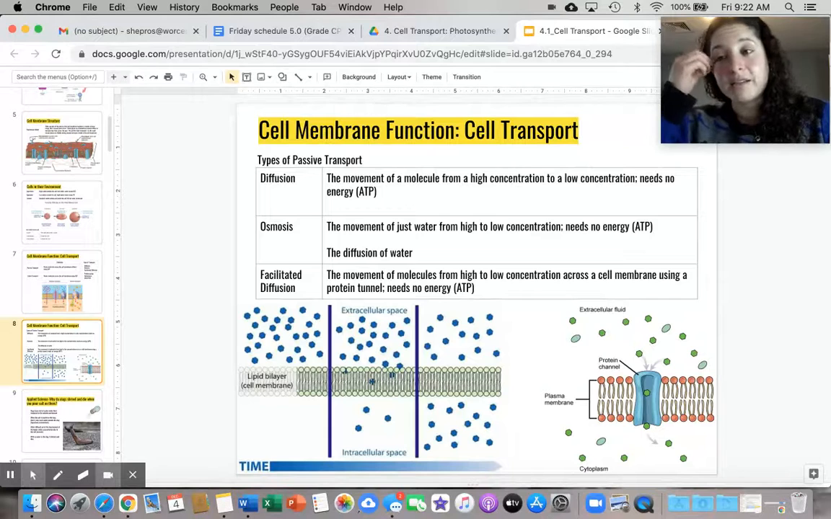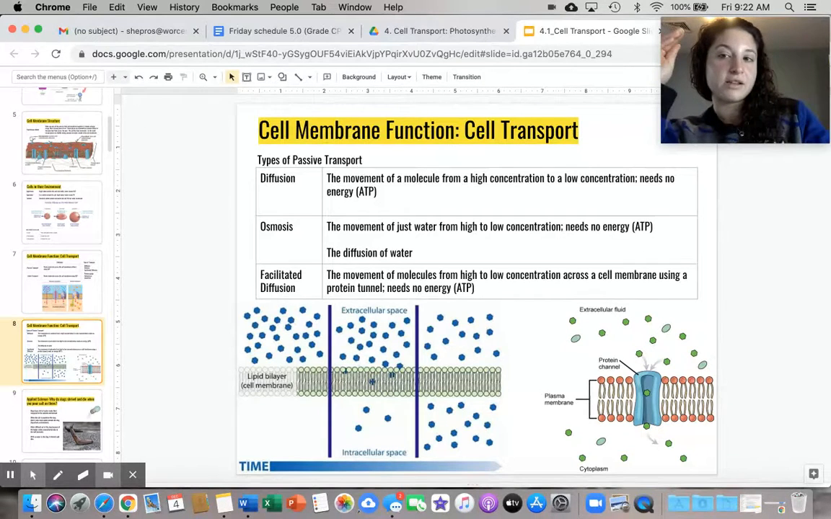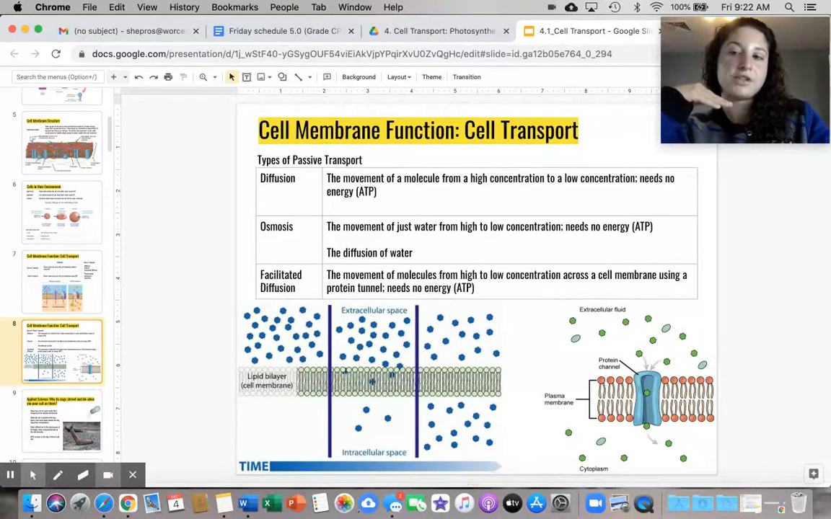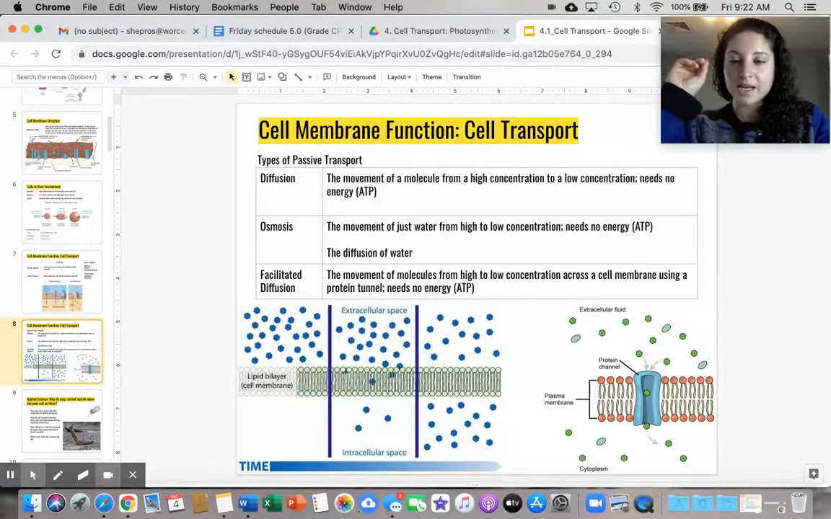Anyway, let's talk about facilitated diffusion, okay? So same idea. We are still going from an area of high concentration to an area of low concentration across a cell membrane. We still do not need any energy. We do not need any ATP. However, these molecules need a tunnel to pass through the cell membrane. An example of this might be sugar. It might be glucose, right? So basically all that's happening is the same idea that you saw over here. The only difference is they have to pass through the proper protein tunnel through the cell membrane.